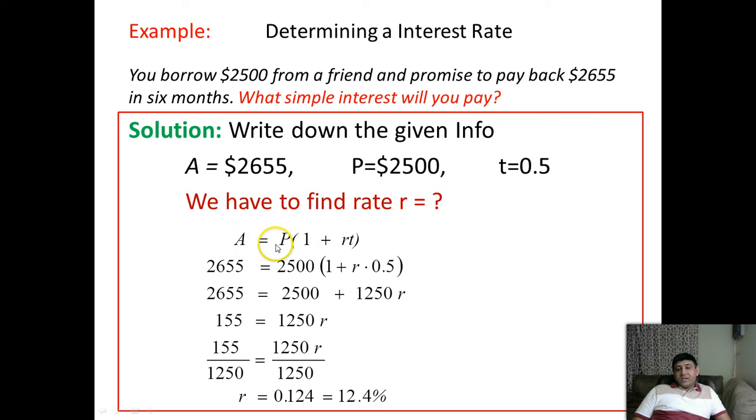Same formula, A is equal to P times (1 plus RT) here. We do not have R, we have A, we have P, we have T. Plug everything in there, work your way out, and R is what's unknown here. We want to find R. When you divide by 250 on both sides, R comes out to be 12.4%. So this is the interest rate you are paying him. If you borrow 2500 and pay 2655, this is your interest rate.